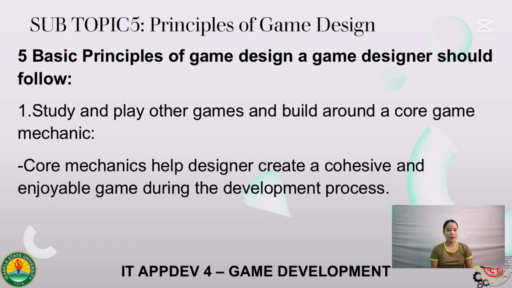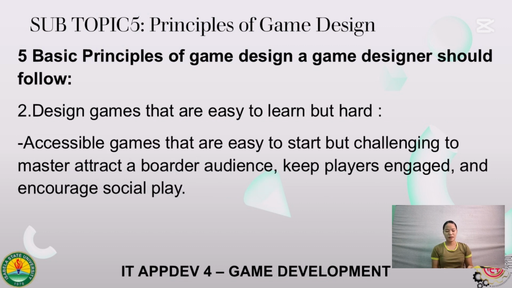Five basic principles of game design a game designer should follow. One, study and play other games and build around a core game mechanic. Core mechanics help designers create a cohesive and enjoyable game during the development process. They are the fundamental rules and systems that define how a game is played. They are the building blocks upon which everything else is built. And to study and play other games is to understand how different mechanics work and how they contribute to the overall gameplay experience.